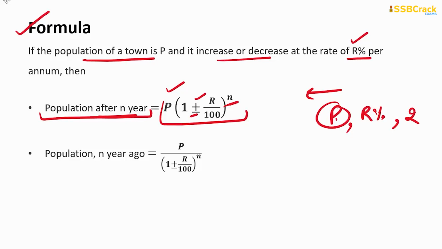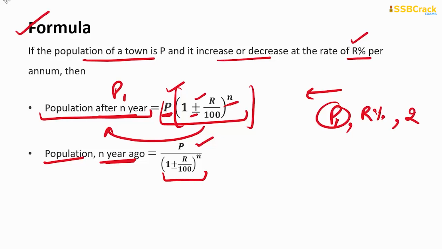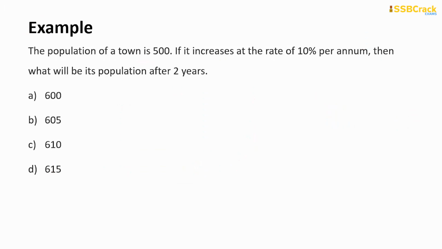Here we can take it as P1. So P1 will be this value, and we have to calculate the value of P here. So we can take this whole quantity in the denominator. So the population n years ago will be given by the current population divided by (1 plus-minus R by 100) to the power n. You need to remember these formulas directly, as by applying them you can easily solve the questions. So let's take an example based upon this.